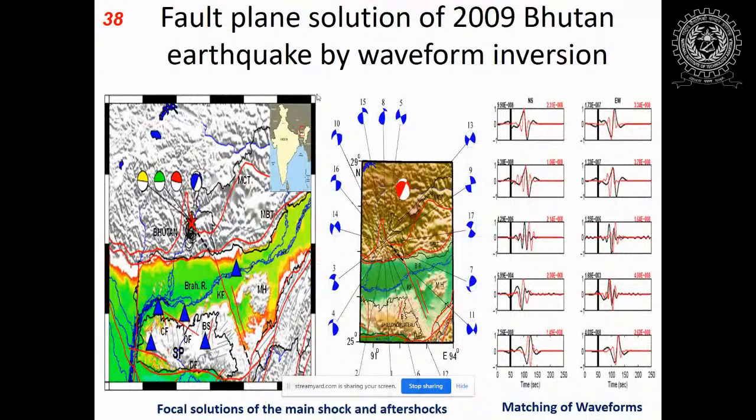And here is one more example, the 2009 Bhutan earthquake. As per our results, this earthquake is nothing but thrust faulting with a strike slip component. But USGS has reported it to be an oblique kind of faulting. After using our own network data, we confirmed that the earthquake should be thrust faulting with a strike slip component.